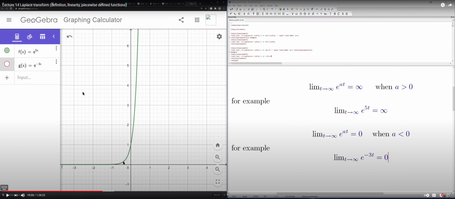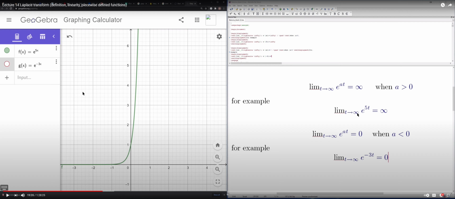What you want to notice is that as your x increases, your function is increasing dramatically. For a function e to the 5x like this, here I use e to the 5x, but here I use e to the 5t, no big deal. As t increases, in other words as t tends to infinity, the exponential function increases and heads to infinity.